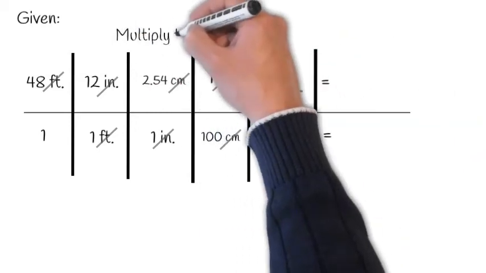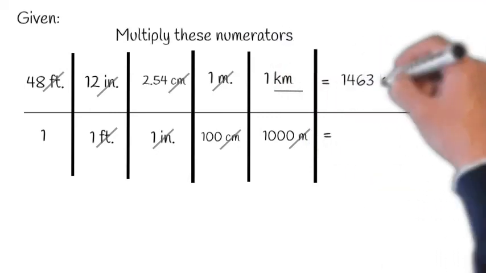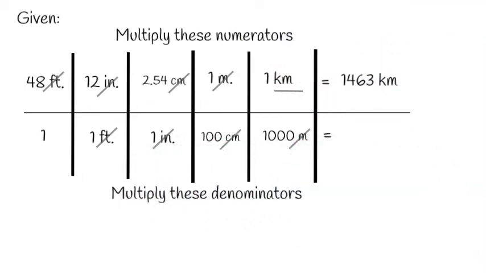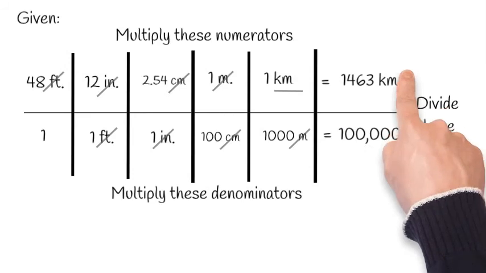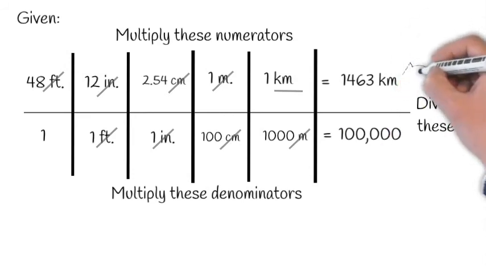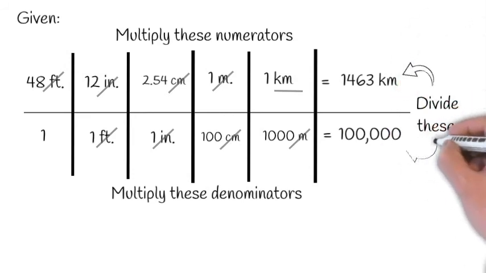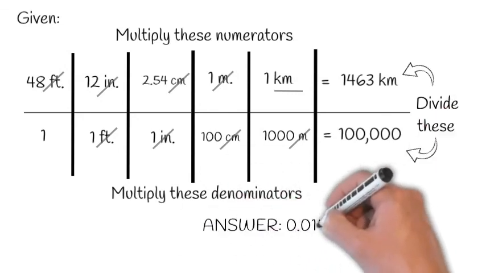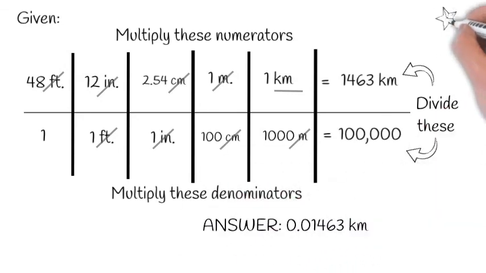Kilometers. That's my unit. So now I multiply the numerators and multiply the denominators and divide the final answer. I will divide 1463 in the top by 100,000 in the bottom and get 0.01463.